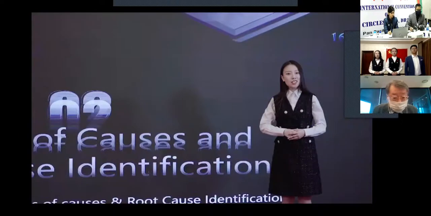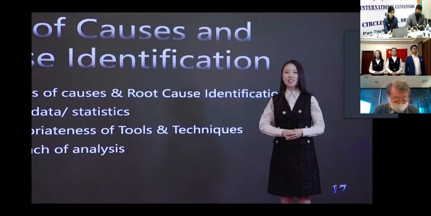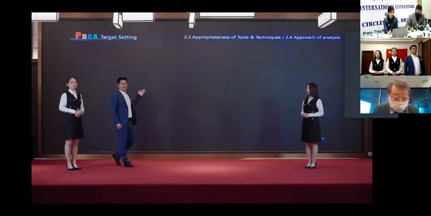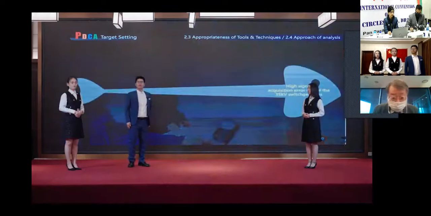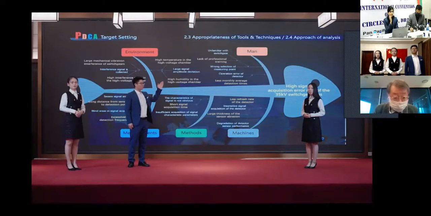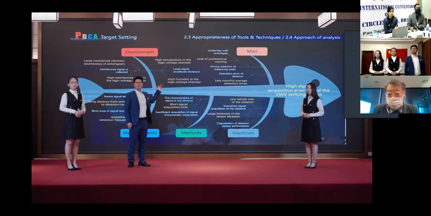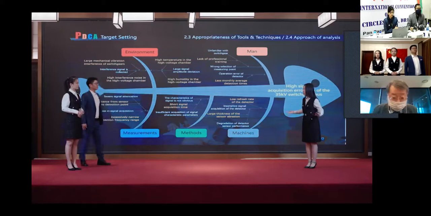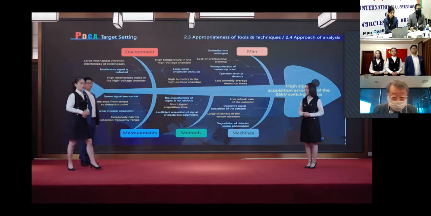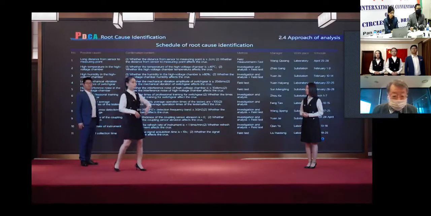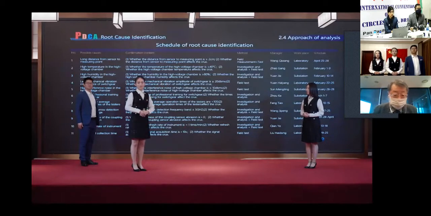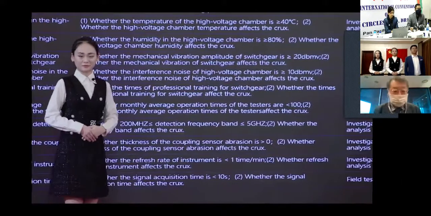Okay, let's see how the circle analyzes the defects. We brainstormed and used a fishbone diagram to analyze the causes from man, machine, measurement, method, and the environment. 11 possible causes came out. So which are root causes? We developed a detailed confirmation schedule to identify root causes.